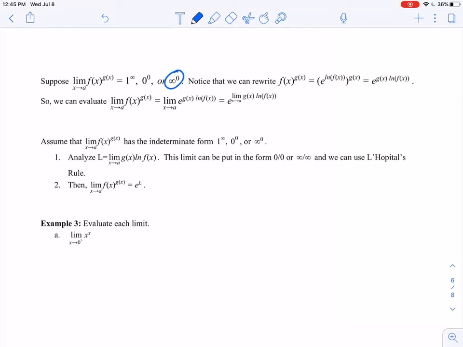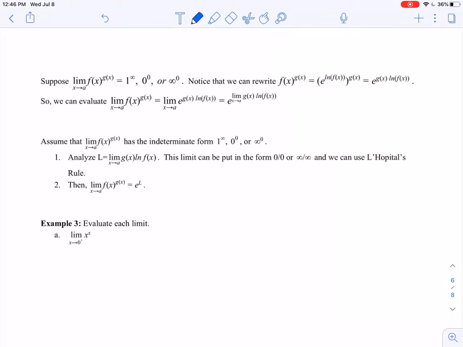And then infinity to the 0 power, right? Any finite number to the 0 power is 1, but what about infinity to the 0 power? I don't necessarily know what that looks like. So if we're working with a function that looks like this, f of x raised to the g of x power, we're going to take this function, we're going to rewrite it in a very specific way.